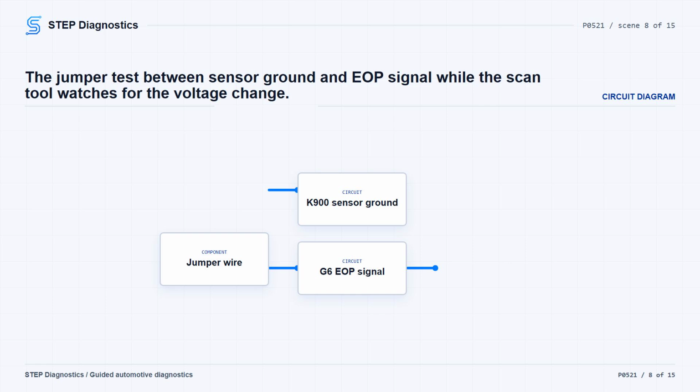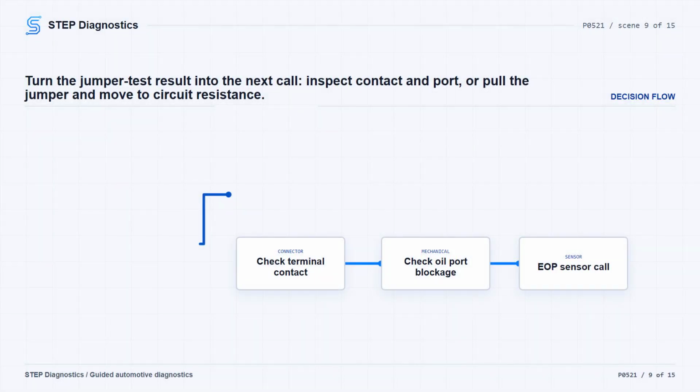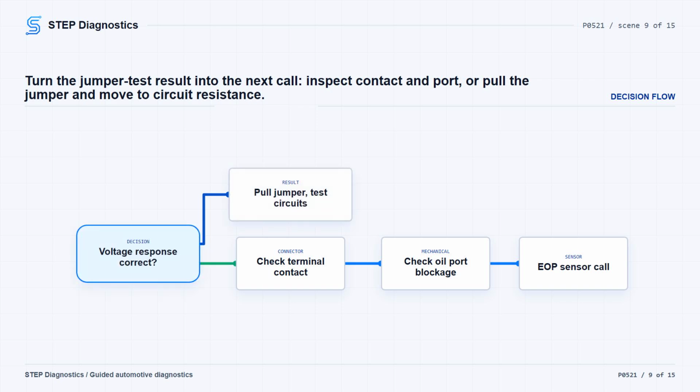The EOP voltage should change from approximately 4.9 volts to less than 0.1 volt. If the voltage change is within that specification, verify good pin-to-terminal contact at the sensor and PCM connectors, remove the EOP sensor, and make sure the oil passage or port is not blocked. If no problem is found, the diagnostic path supports replacing the EOP sensor, then verifying the repair. If the voltage does not respond correctly, remove the jumper before continuing and go into circuit resistance testing.